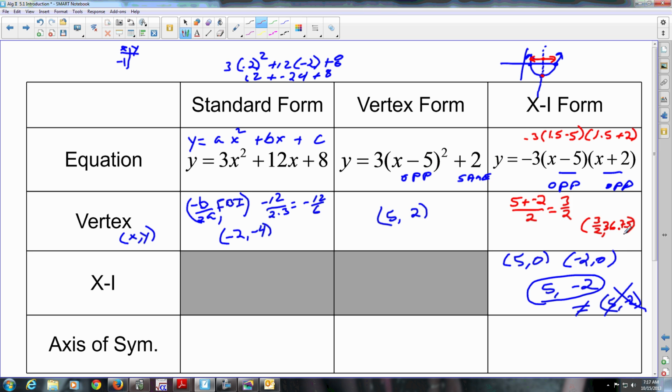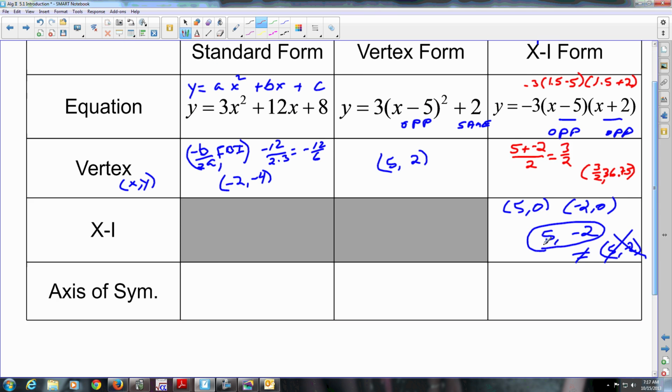Okay, so this vertex is quite a ways up there. These two for now, in this chapter, we're not going to worry about. You'll need them in future chapters, but for this chapter you don't need to worry about it.